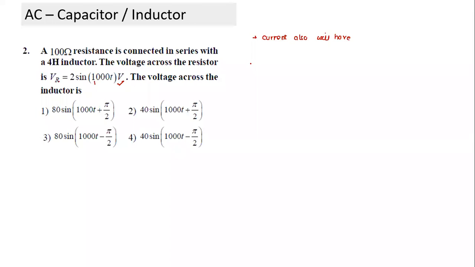Can you find VL here? How do you find VL here? Can anyone think of how to find it? And how do you find IM here? What is VR equal to? VR is IM into R. And what would VL be equal to? IM into XL. So I can find the amplitude from here.